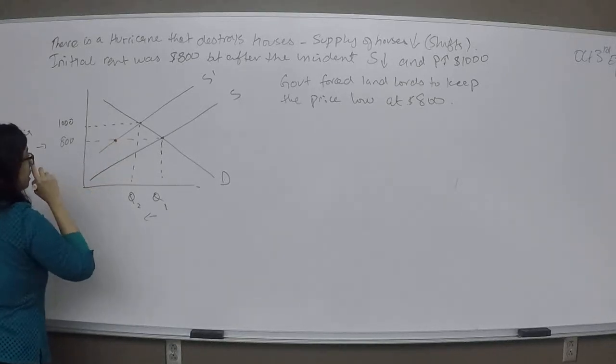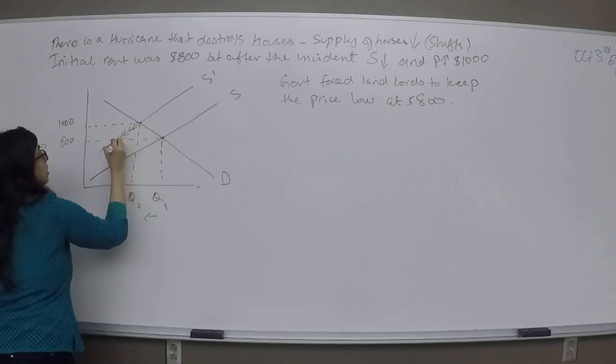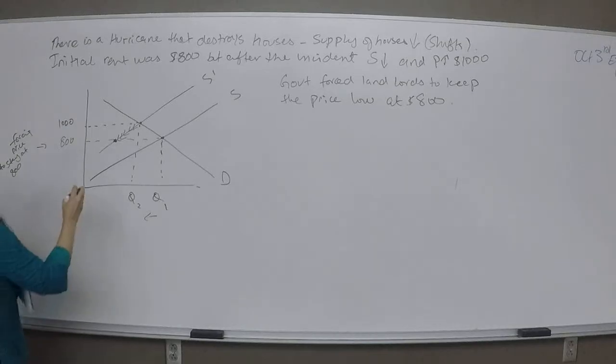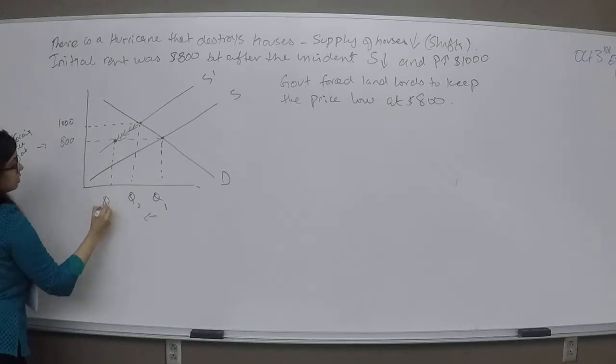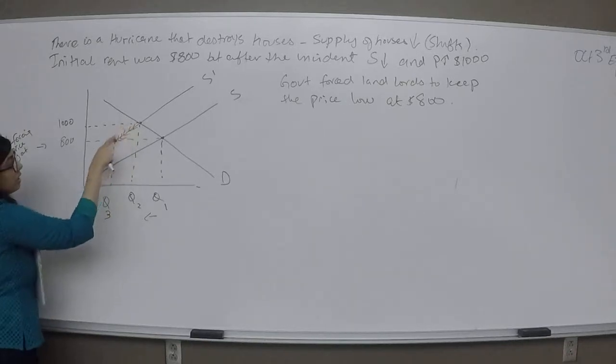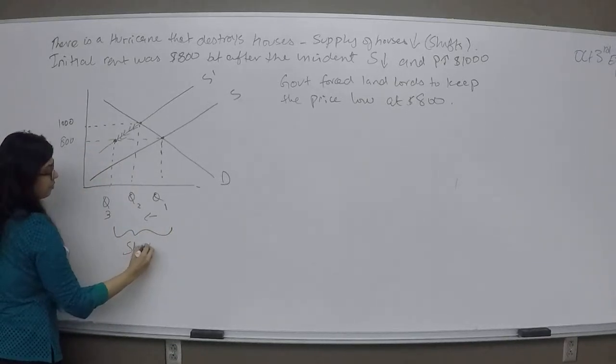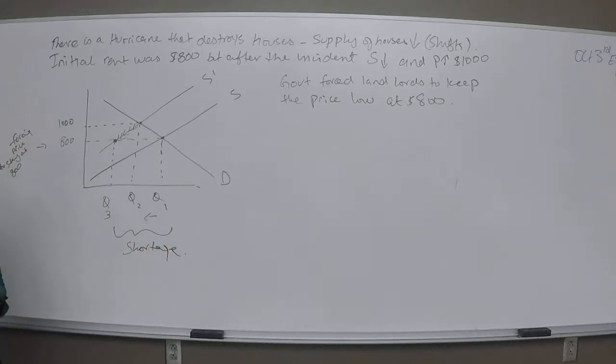So what happens is that quantity supply decreases at 800. Now when quantity supply decreases at 800, there is a shortage. Suppliers are not supplying the houses at 800 price. They cannot afford to. So they're not supplying it. They would rather not rent it out. This creates a shortage.